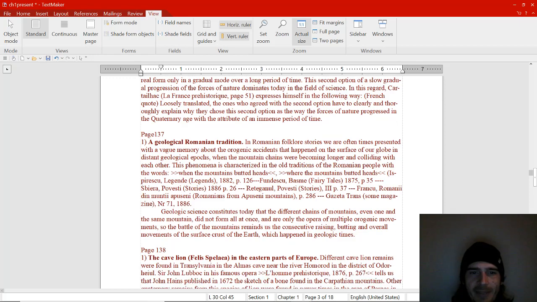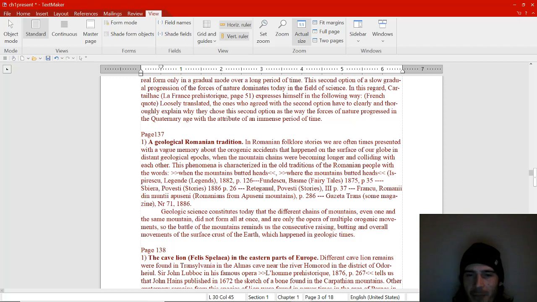Page 137. Reference 1. A geological Romanian tradition. In Romanian folklore stories, we are often, in case you don't know, folklore is just traditions passed by word of mouth, not written down on paper.